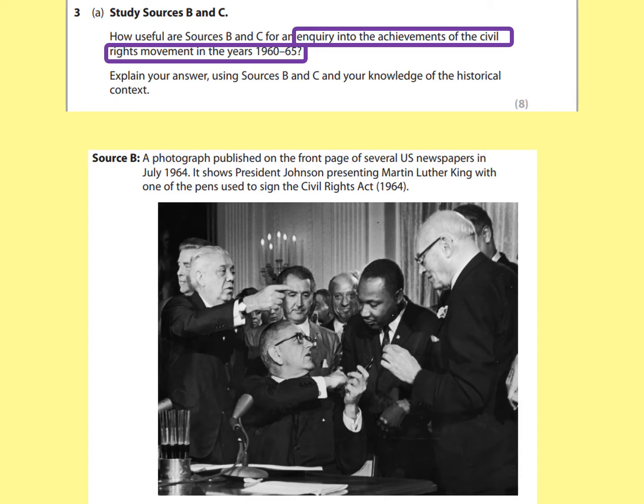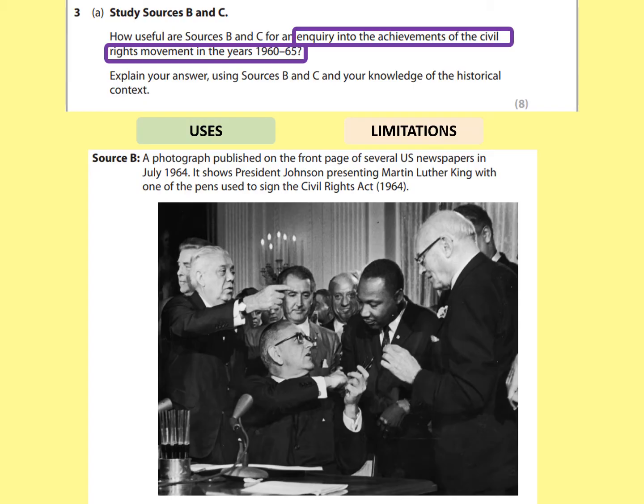It shows President Johnson presenting Martin Luther King with one of the pens used to sign the Civil Rights Act of 1964. This source has both uses and limitations, and the very best answers will recognise both, while still being very clear as to how useful the source is. I'm going to include my annotations here in full length.